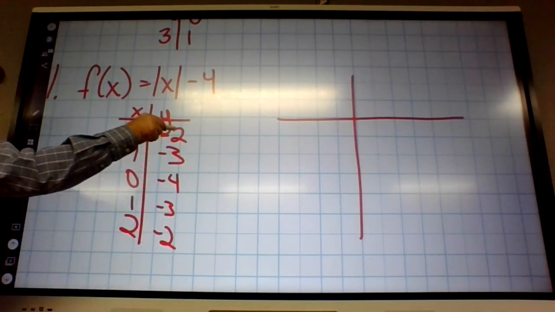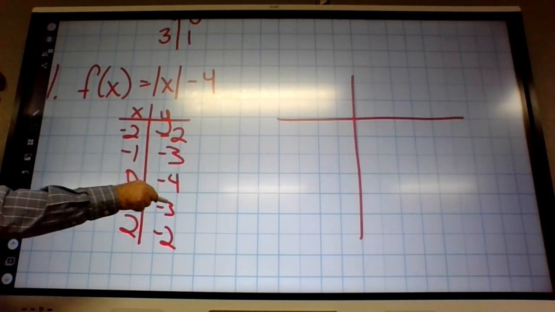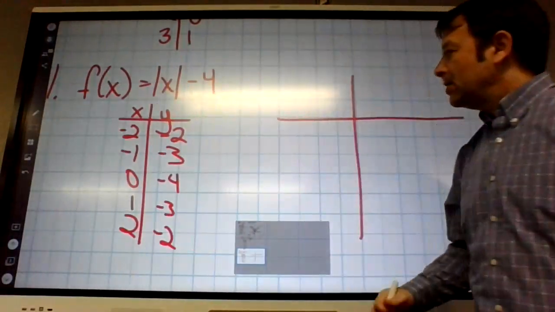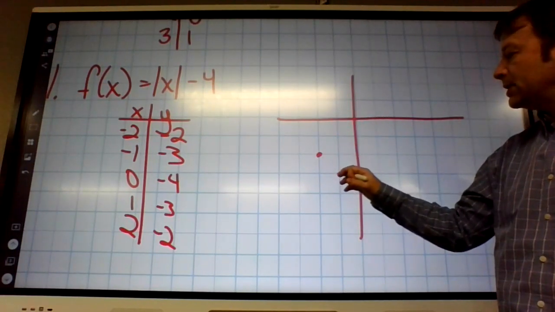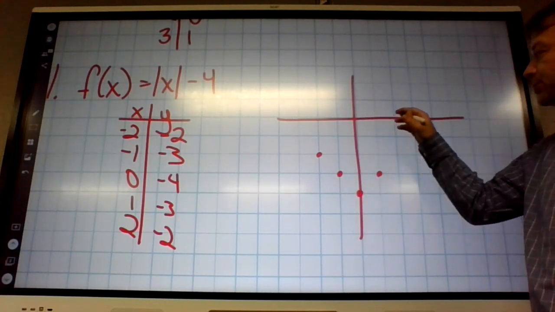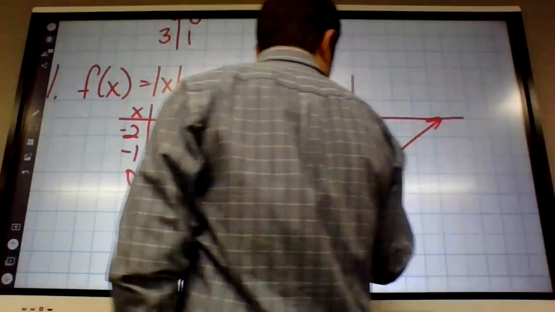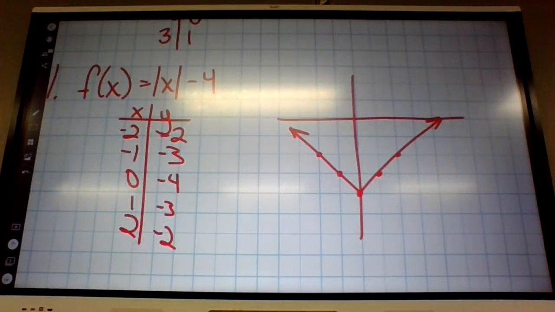You can kind of see a pattern here. It's going down, down, and then it bounces, and it goes up, up. It's a V shape. So negative 2, negative 2, negative 1, negative 3, 0, negative 4, 1, negative 3, 2, negative 2. And go ahead and draw the lines through the points, not just to the points, because these graphs do go forever. So it's a V shape and it's down 4.